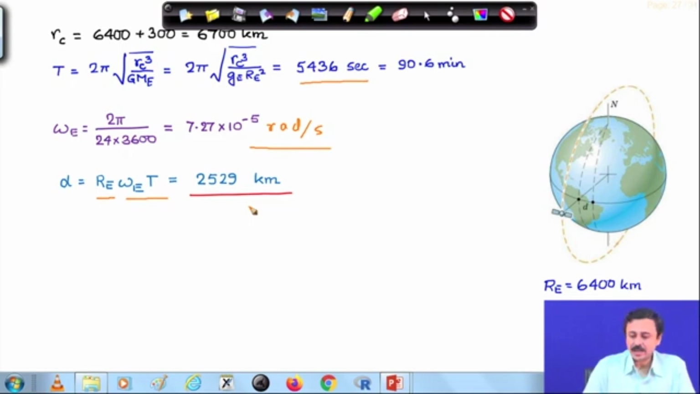towards the west. If you notice, the rotation of the Earth is like this and the satellite is rotating like this. Therefore, once it comes back to the same point as shown here, the point would have shifted by 2529 kilometers. So, the new point is 2529 kilometers to the west of the first point.